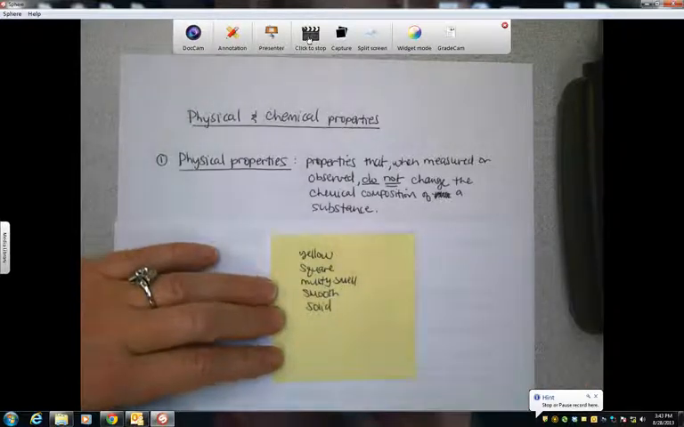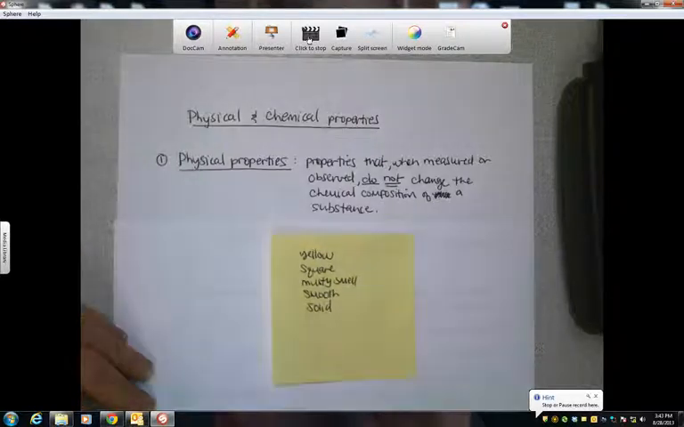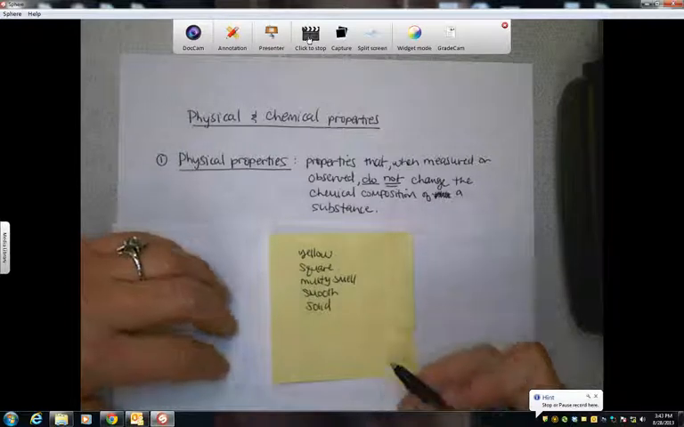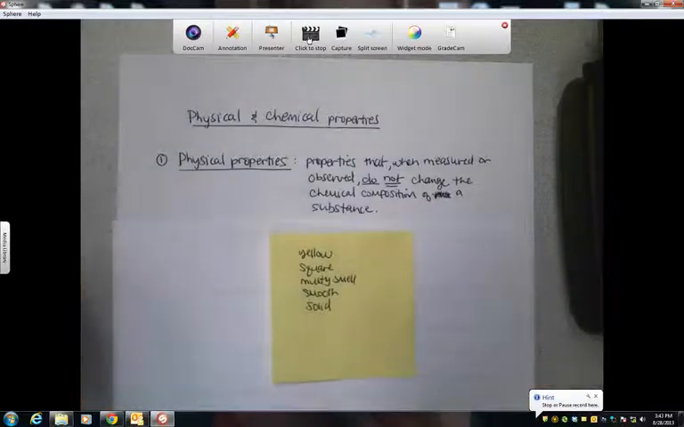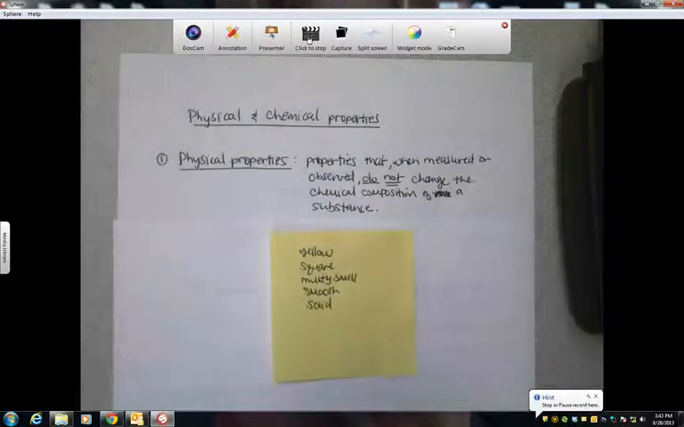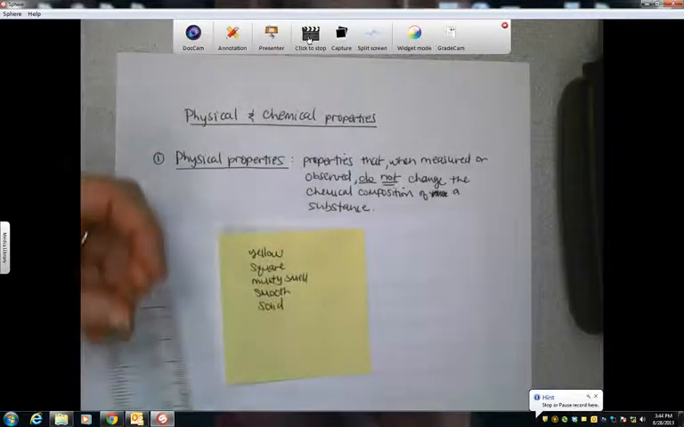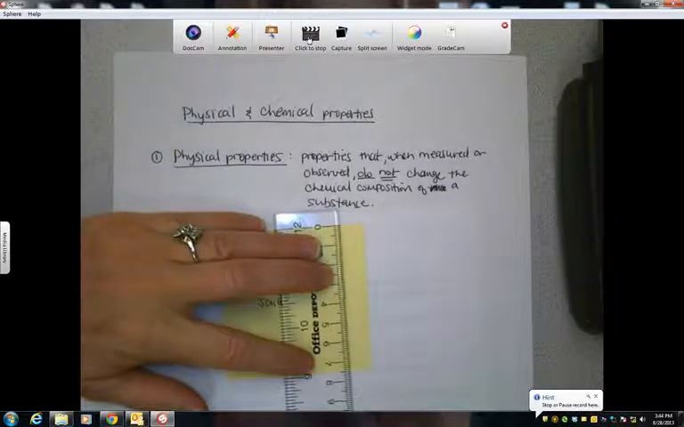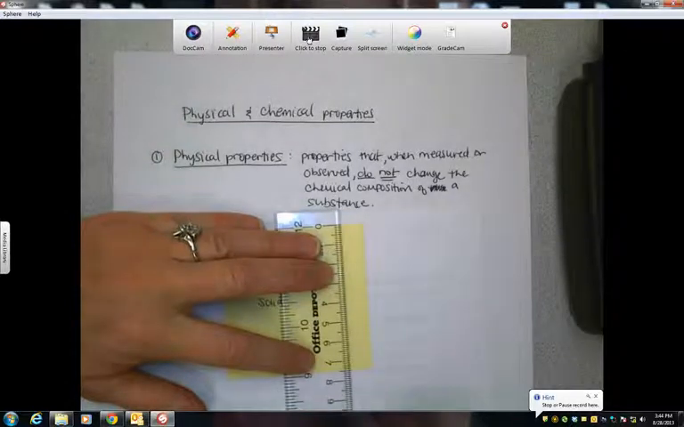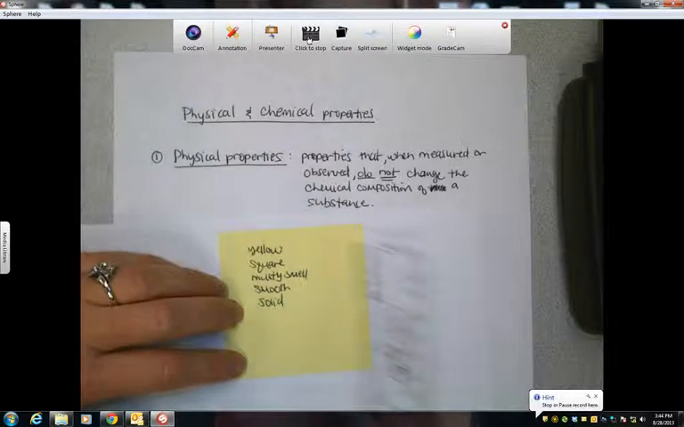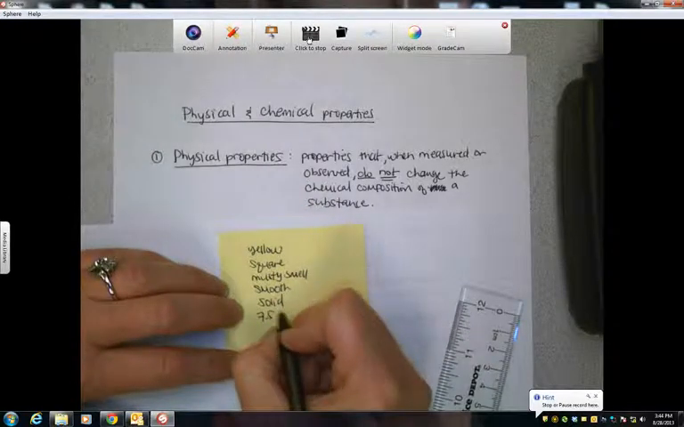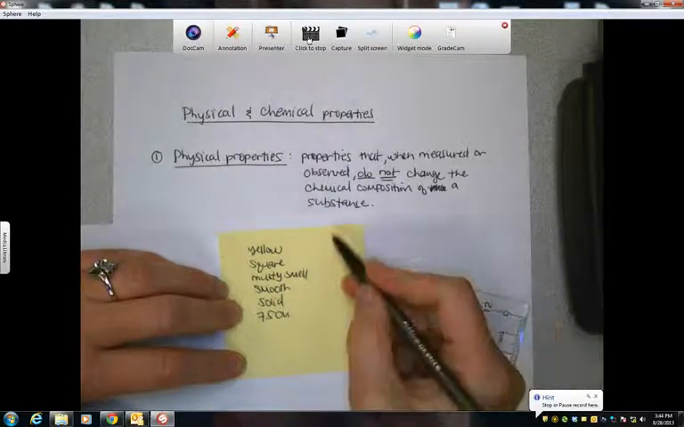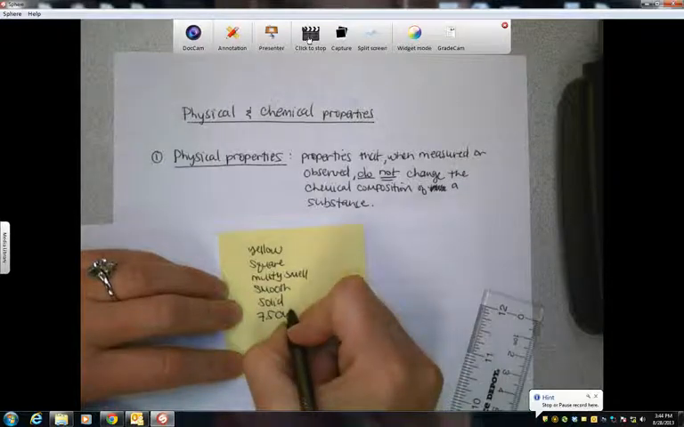So all of these are just observations that I'm making about this paper. It's flat. Well, let's talk about things we can measure. I can take a ruler and actually measure it, and it is about 7.5 centimeters all the way around. So we'll say 7.5 centimeters in length.